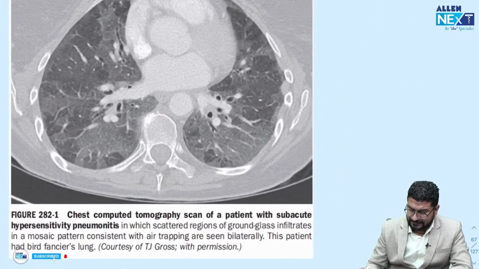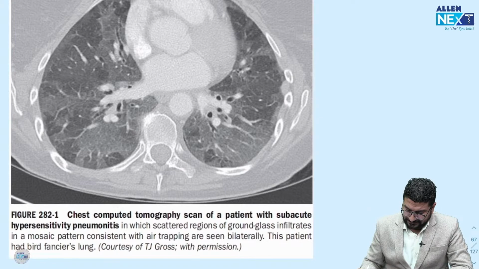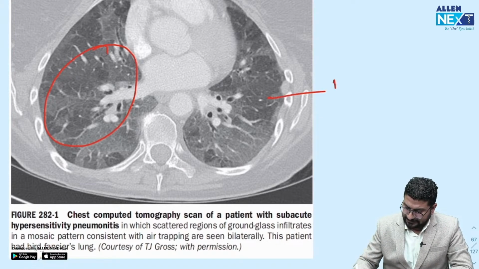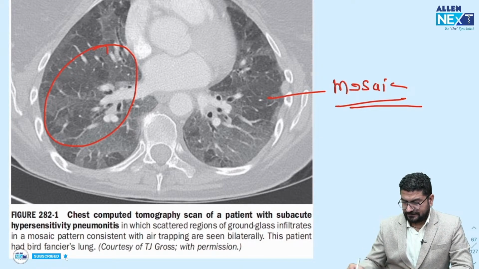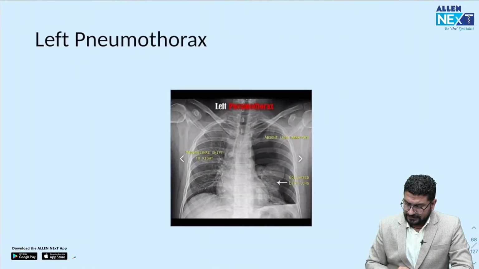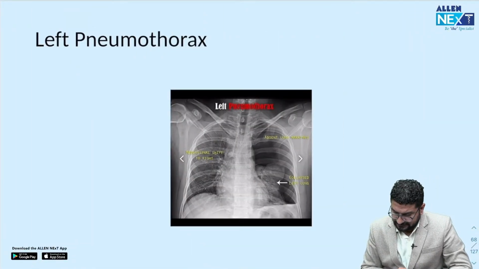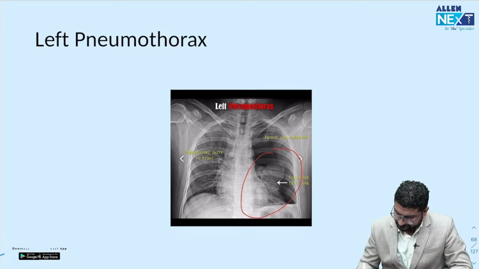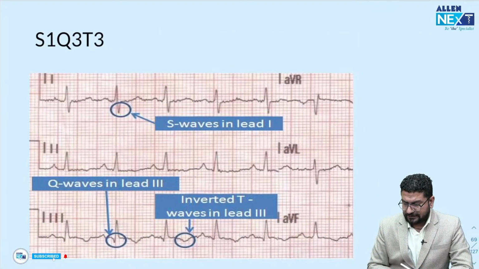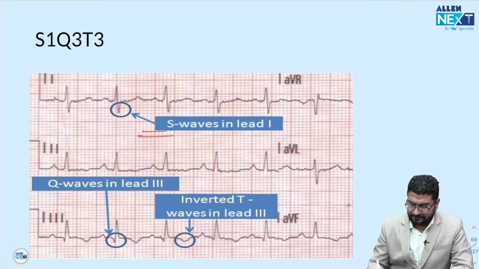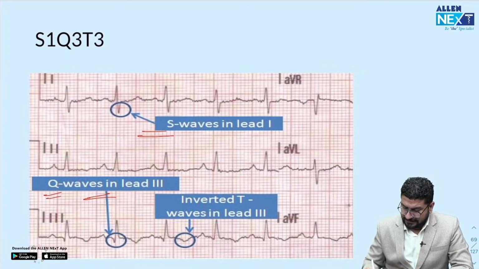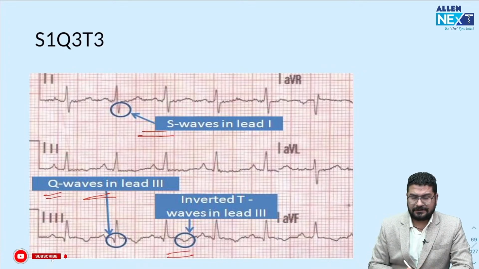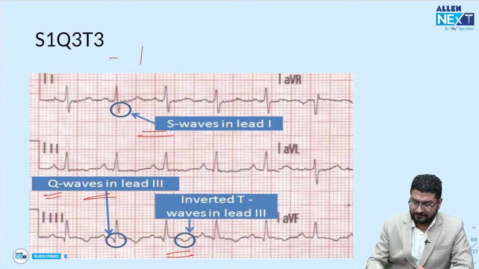This is a chest CT, where in a patient of hypersensitivity pneumonitis you can notice some ground glass opacity with mosaic attenuation. So mosaic pattern we see in hypersensitivity pneumonitis. Then you can see here a patient having left-sided pneumothorax. S1 Q3 T3 pattern. So you can see S wave in lead 1, Q wave in lead 3. Capital Q means deep Q. And inverted T wave in lead 3. We call it S1 Q3 T3, which we see in a patient of pulmonary embolism.